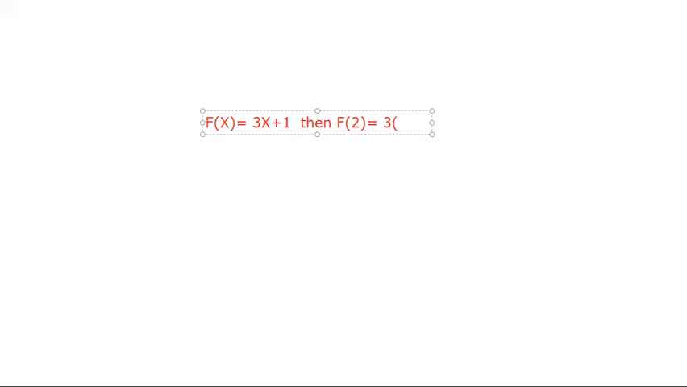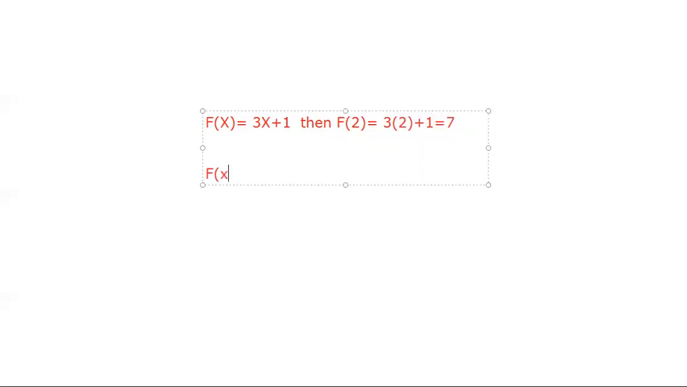f of x equals 3x plus 1. Then f of 2 will be 3 times 2 plus 1. Why? Because we are going to replace the value of x by 2. Right? Then the answer will be equal to 7.